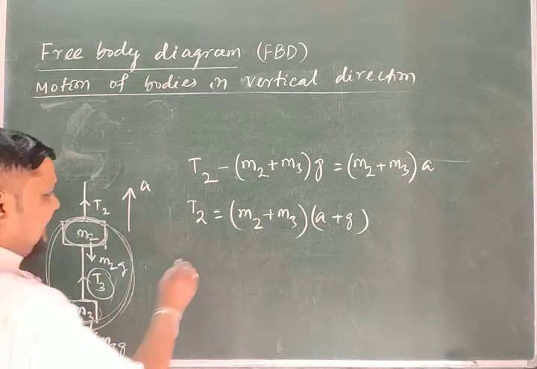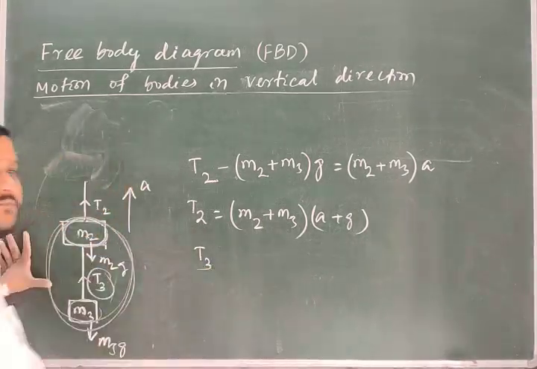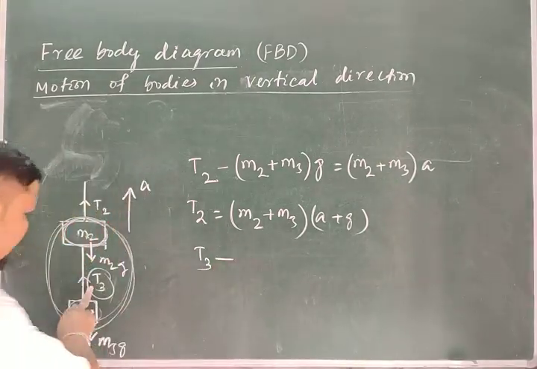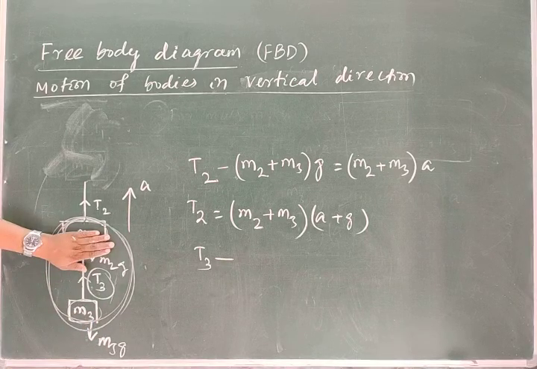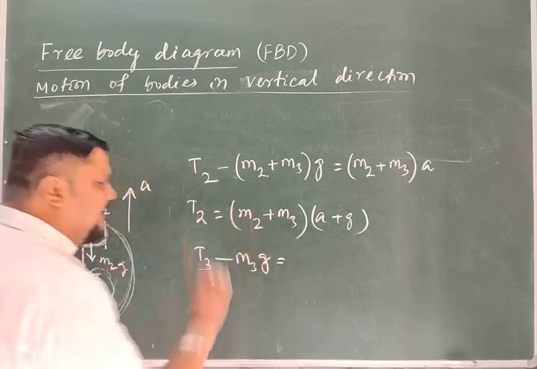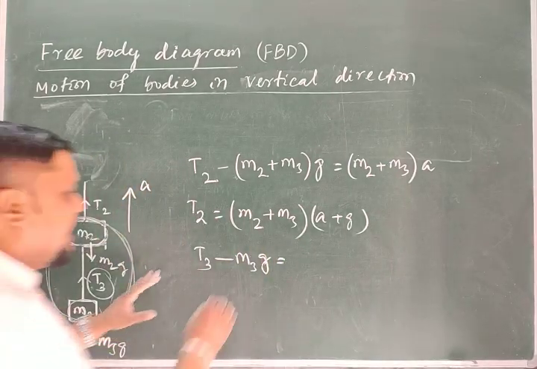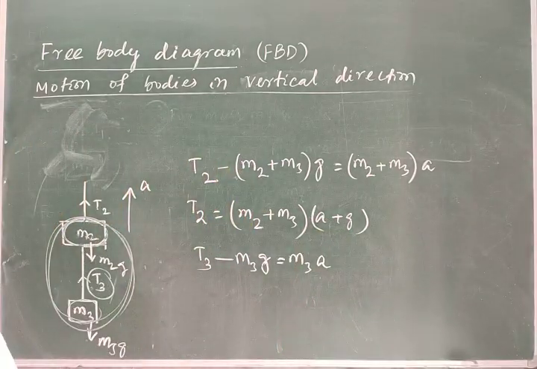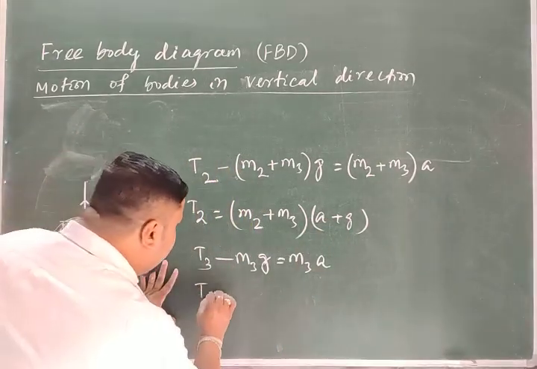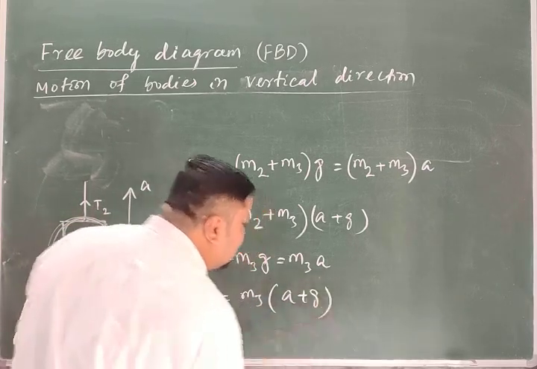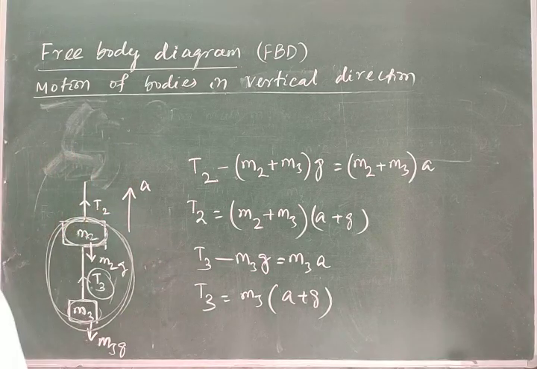When you go for T3, T3 minus which force? Only M3. When you are considering T3, this is not there. T3 minus M3G is equal to what? M3A. This is the expression. So T3 is equal to M3 into A plus G. This is the concept of using the free body diagram.